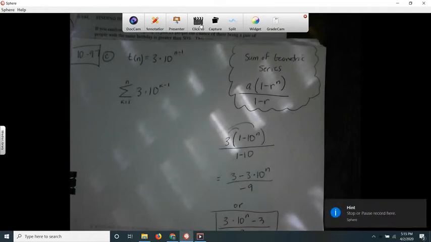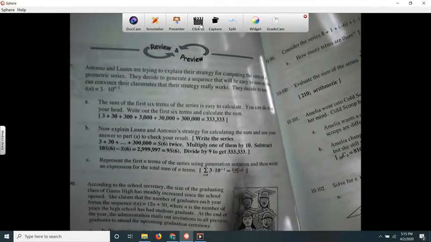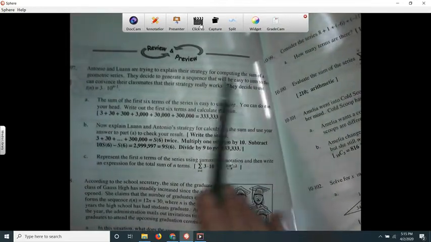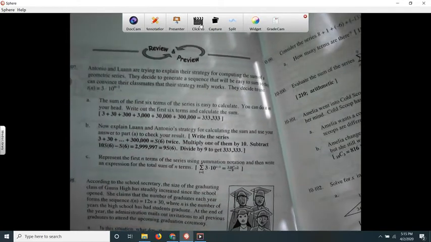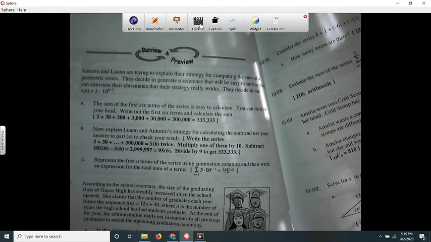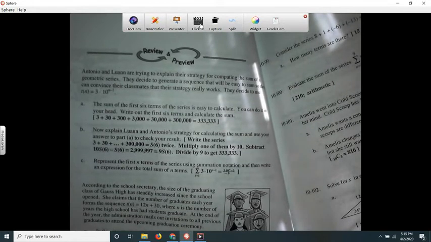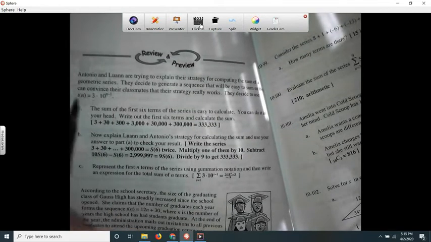Here is 10-97, letter C. It's about Antonio and Luann. It says Antonio and Luann are trying to explain a strategy for computing the sum of a geometric series. They decide to generate a sequence that will be easy to sum so they can convince their classmates that their strategy really works. They decide to use this sequence right here.